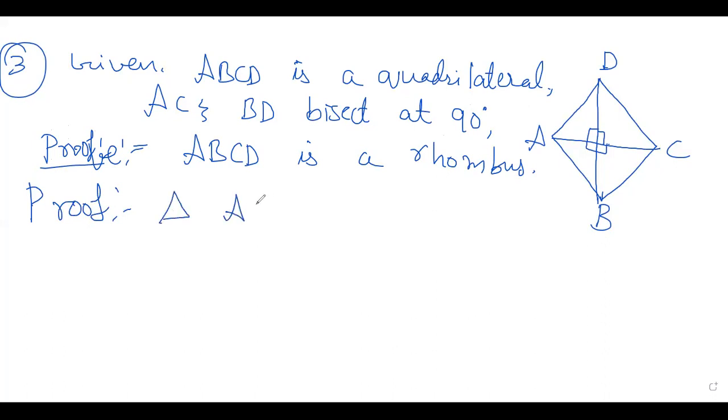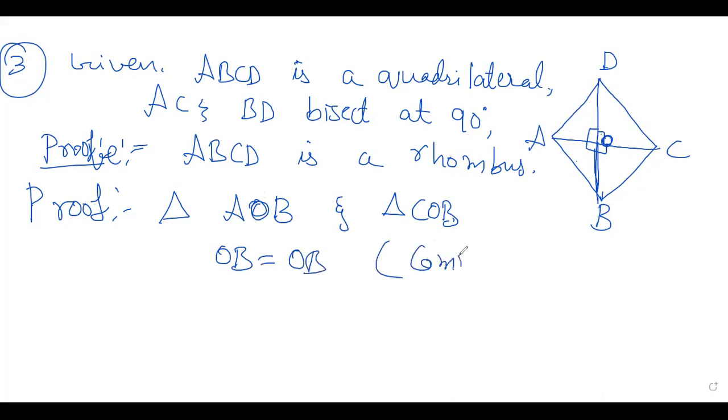Here we are taking O, children, as the point of intersection. Triangle AOB and triangle COB. See, AOB, COB. I am taking these two triangles, children. So first we prove congruency. AOB plus, and here which is common, children, see, the common side is there, so you can write directly OB is equal to OB, it is common side.